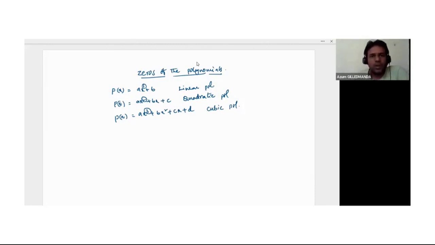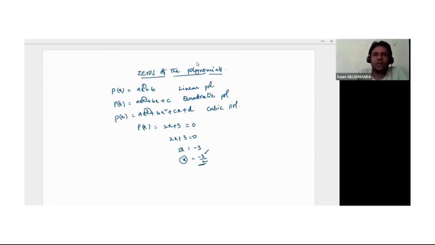So for example, let's say P of X equal to 2x plus 3, right? This is a linear polynomial. If I equate this to 0, then what is the value of x? So 2x plus 3 is 0, and 2x becomes, this plus 3 goes to the other side of the equality, then it is minus 3, and then x becomes minus 3 by 2. So for this value of x, this polynomial becomes 0. If you substitute the x value as minus 3 by 2, then this value becomes 0.